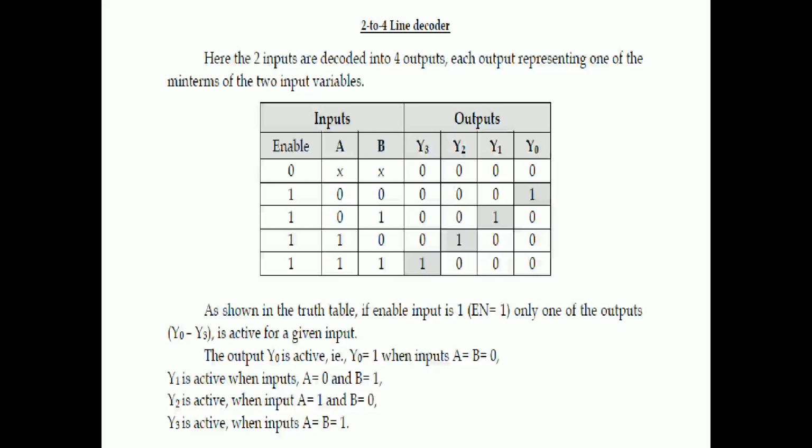So here what happens? If enable is 0, the circuit doesn't work. If enable is 1, only then the circuit works. If you want to go to the working of this 2 to 4 line decoder, the output Y0 is 1 when A is equal to 0, B is equal to 0. The output Y1 is 1 when A is equal to 0, B is equal to 1. The output Y2 is 1 when A is equal to 1, B is equal to 0. And the output Y3 is 1 when A is equal to 1 and B is equal to 1. So this is the working of the 2 to 4 line decoder.